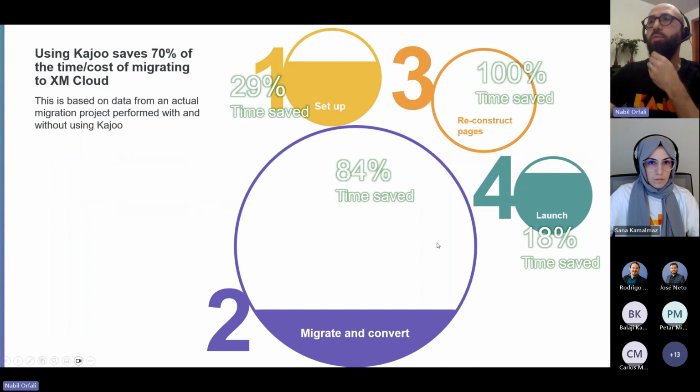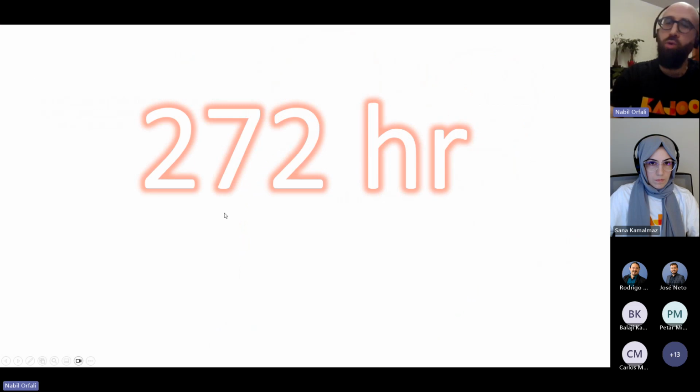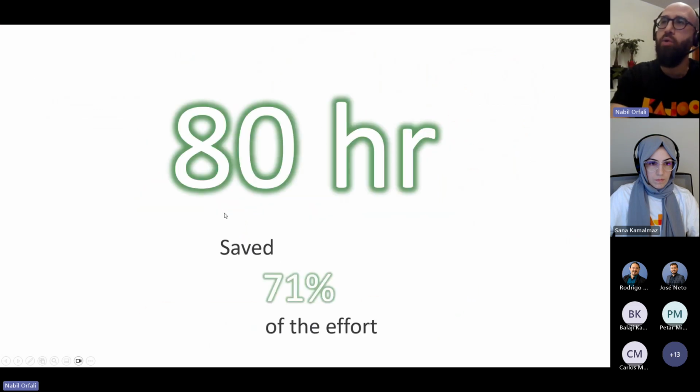So with this migration, when we put the same homepage that we converted right now, the Amica homepage, through Kajoo, we measured and saw that we were able to save 29% of the setup, 84% of the migrate and convert, and all the steps that Sana mentioned, and also 100% of the reconstruction of the pages, and around 18% of the launch activities. And the 272 hours became 80 hours in total.